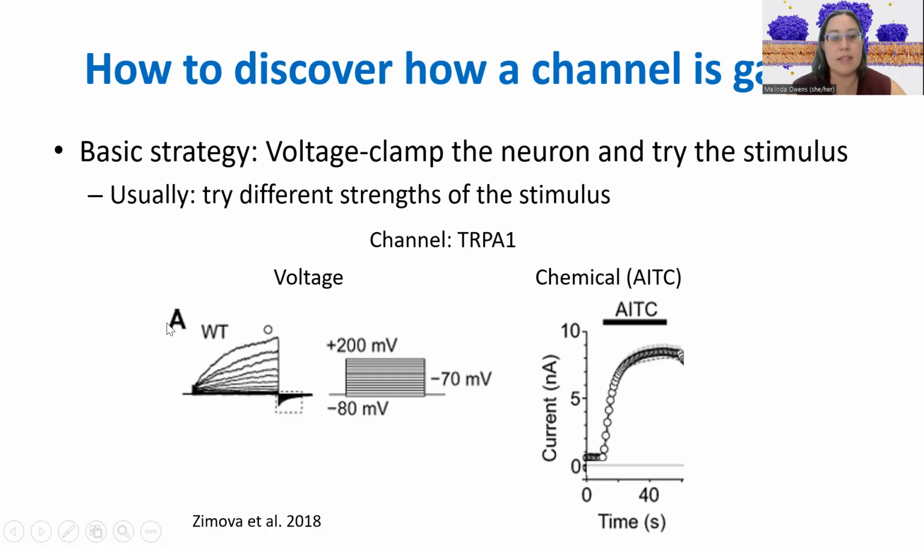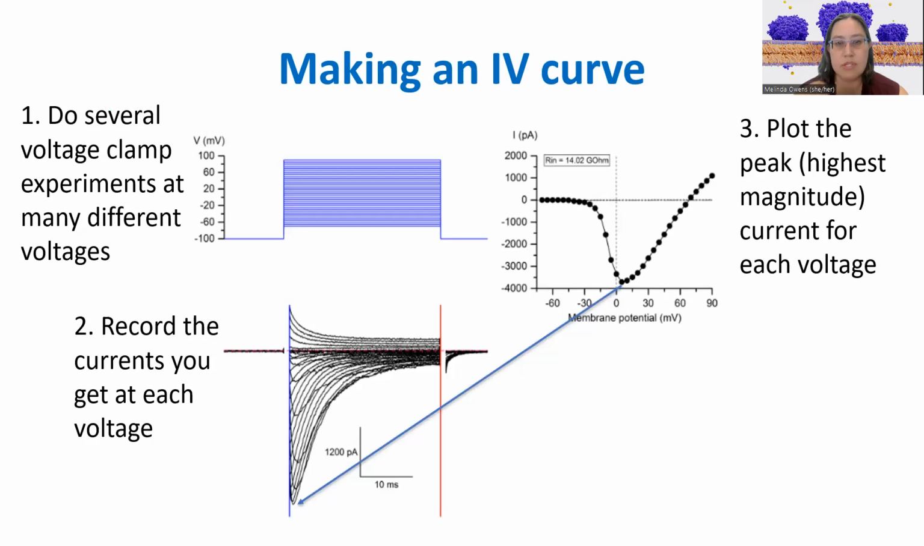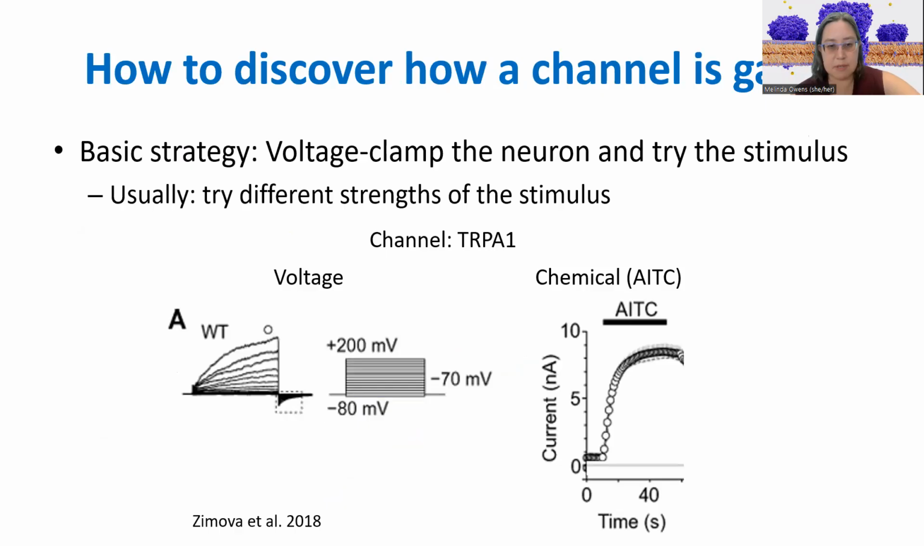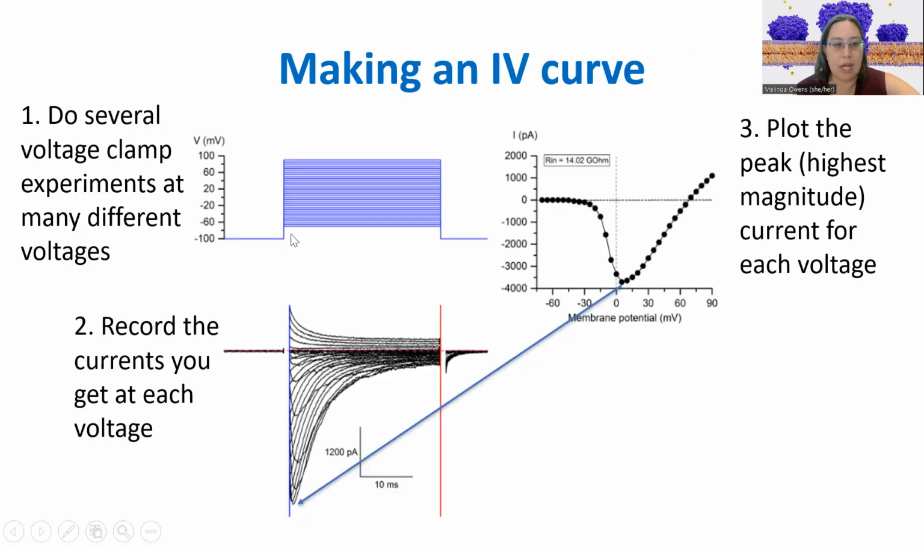Overall, this is showing that this channel is also voltage gated, and that the more you raise the voltage, the more current you get. So that is characterizing the gating of this channel. Using that, you can make what's called an IV curve. This is particularly important for voltage gated channels, where how much voltage you apply matters. So you do an experiment like this: you'd try voltage clamping at many different voltages, and you would record the currents you get at each voltage.